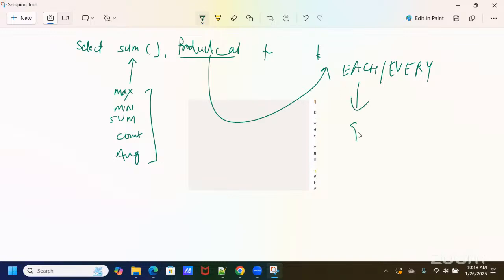Each and every means what? Group by. Each customer, group by customer; every city, group by city; every project, group by project; each month, group by month; each year, group by year; every class, group by class. So whenever you see each and every, it means group by.